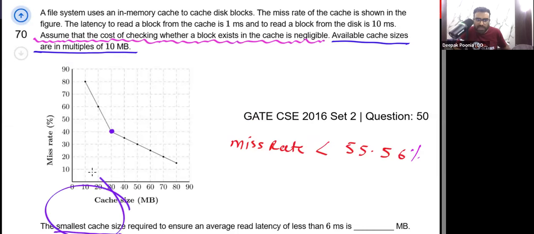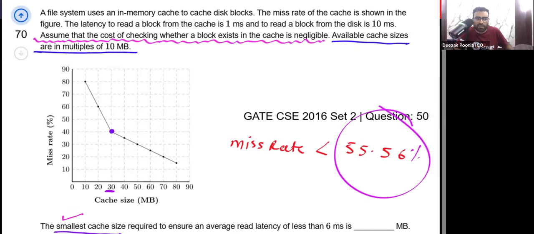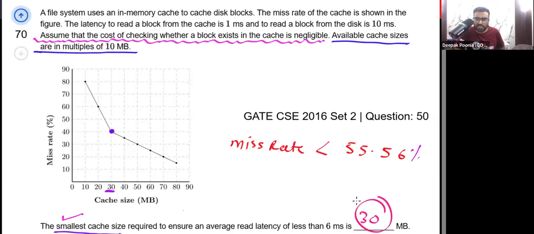And because the cache memory sizes available are only these 10 MB, 20 MB, 30 MB, 40 MB, and so on, you can easily see that if I want the smallest cache size, then that will be equal to 30 MB. Okay, you can see because miss rate should be less than this value, and I want the smallest cache size. Because I want the smallest cache size, I will not consider these 40 MB, 50 MB. So you can see this smallest cache size is 30, for which the miss rate is also less than 55%. So for this question, the answer will be 30. 30 MB is the smallest cache size for this question. Very simple. I hope you understood.